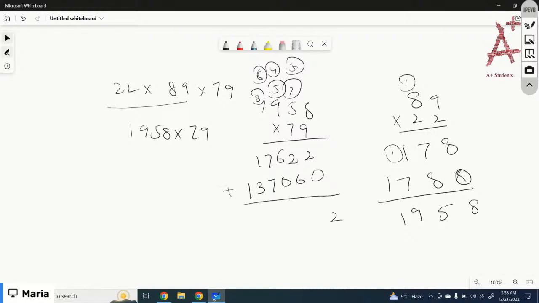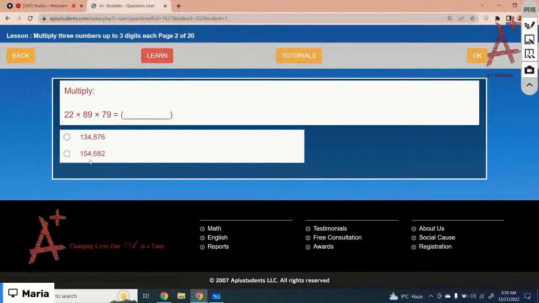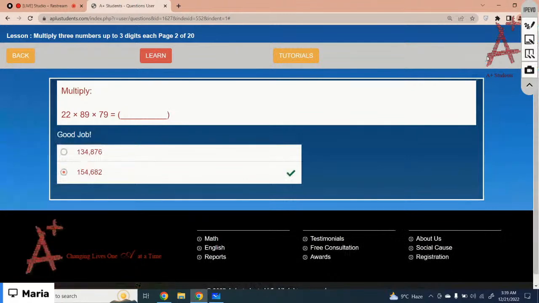It is 2, 8, 6, 7 and 7 is 14, write 4 and carry 1, 3, 1, 4 and 1, 5, and we have, so it is 154,682, the product of the three numbers. Got it? It's a bit long because we are multiplying three digits, so it would be 154,682. Got it, everyone?